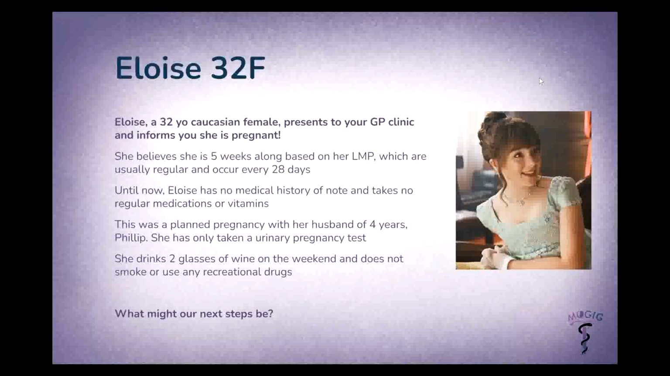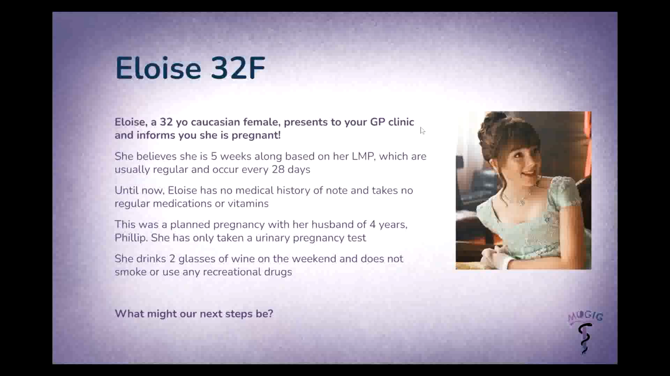The first case we're looking at today is the case of Eloise, who's a 32-year-old female. She presents to your GP clinic and informs you that she is pregnant. She believes she's approximately 5 weeks along based on her last menstrual period, and they are usually regular and occurred every 28 days. Up until now, Eloise has no medical history of note, takes no regular medications, and doesn't take any vitamins. She said this was a planned pregnancy with her husband of 4 years, Philip. She's only confirmed her pregnancy with a urinary pregnancy test and is after a more official test from you. She drinks 2 glasses of wine on the weekend and does not smoke or use any recreational drugs. She asks you what you would suggest we do next.